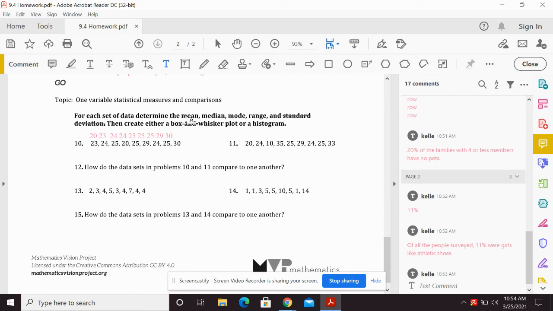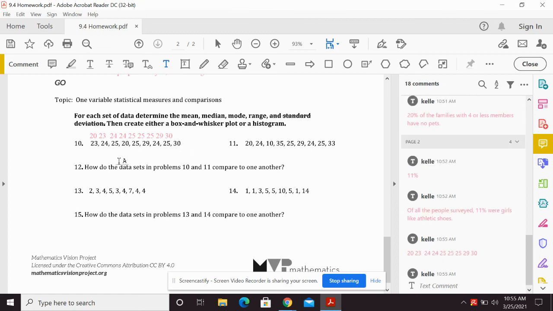So your mean is your average. That's where you add them all up and then you divide by the number of values. We have 9 values, so you would add them all up and divide by 9. The median, find the one in the middle. The mode, which one occurs the most often. And then the range is just the smallest to the biggest.